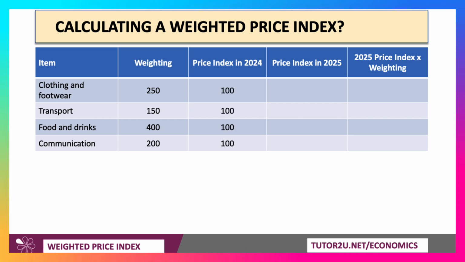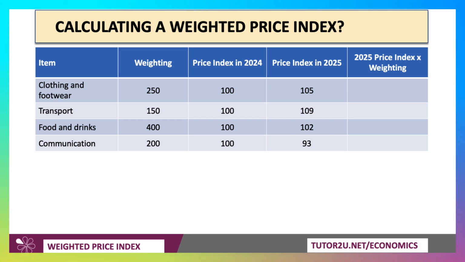Here's our price index for 2024. We're going to use whatever prices were in 2024 as a base for the index. So the price index is 100 for each of them. And here's the price index for 2025. I've made these figures up. So you can see the highest inflation came with transport, although transport has the lowest weighting. And actually prices fell for communication by 7%. And they have a weighting of 2, or 2 out of 10 in the index.